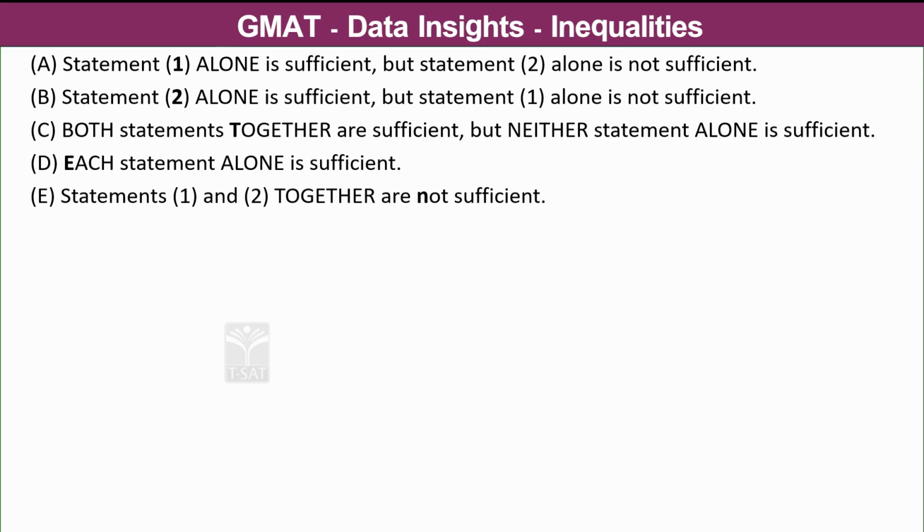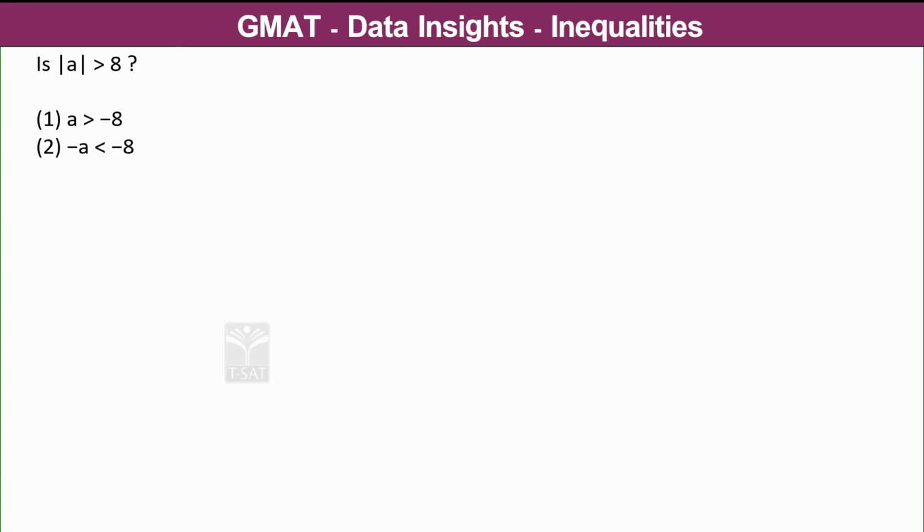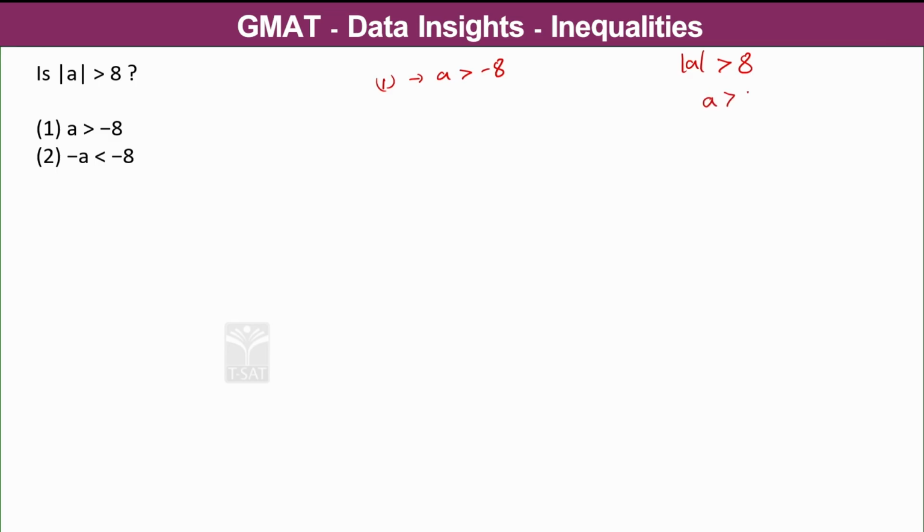So, let us begin with our questions. Let us see the first question. The first question here says, is mod of A greater than 8? First statement is A is greater than minus 8. Mod of A is the distance of A from the point 0, that is A minus 0. So, if mod of A has to be greater than 8, A should be greater than 8 or A should be less than minus 8.